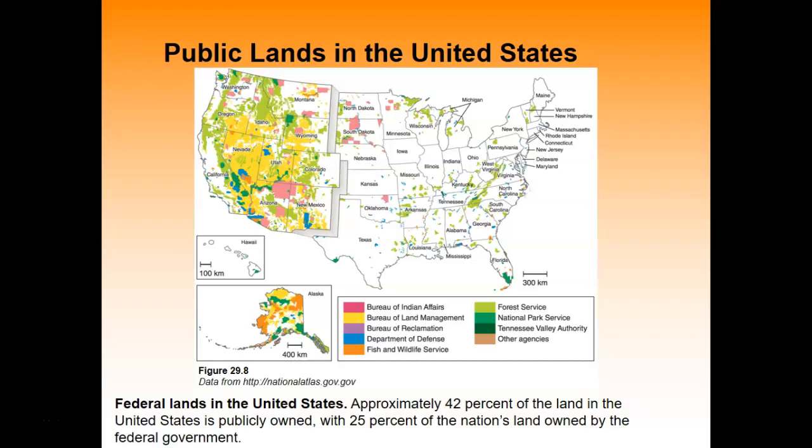This is a map which shows you the areas of public lands in the United States. And just looking at this map, you can tell how exciting Illinois and Iowa are. There's really not much around here. Most of the public lands that are in the United States are located on the west part of the country.